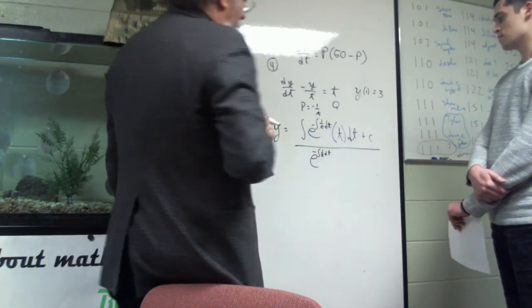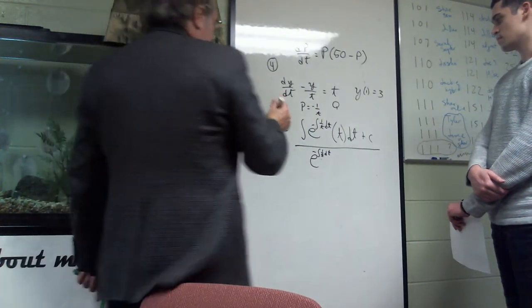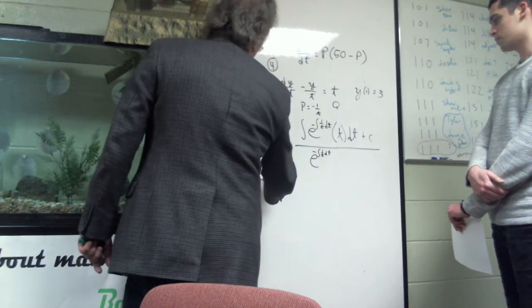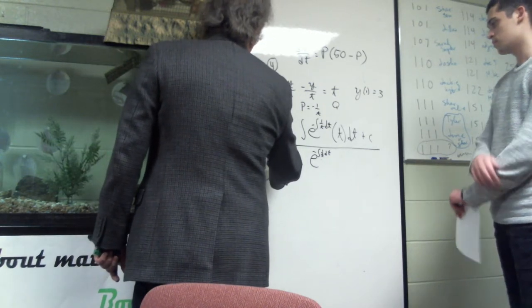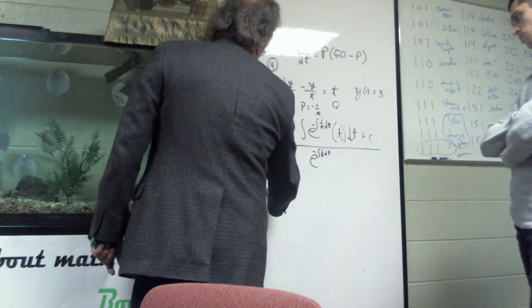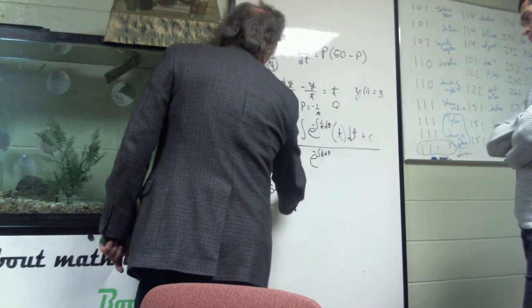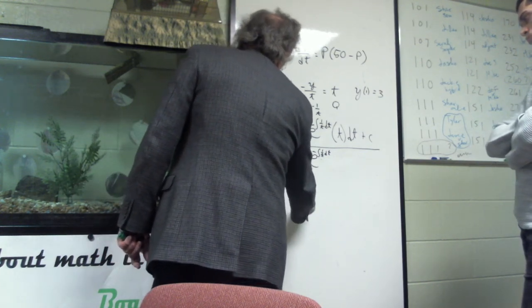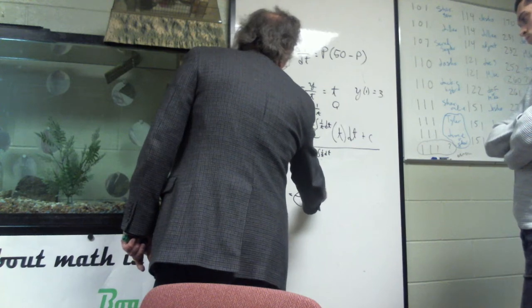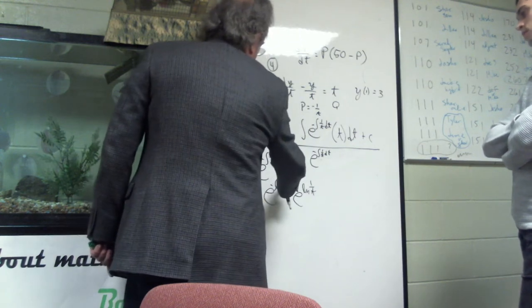What is the integral of 1 over t? It's natural log. So I'm going to have this thing happen twice. E to the negative integral of 1 over t dt is actually e to the negative natural log of t, which is e to the natural log of 1 over t, because you use that negative 1 as a power on t.